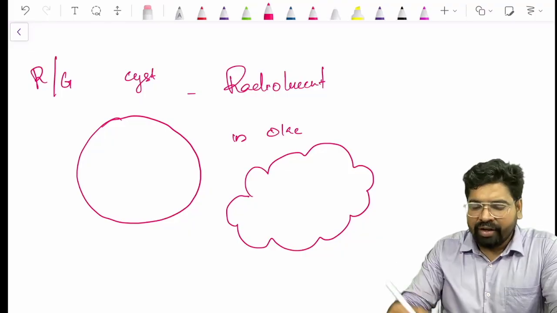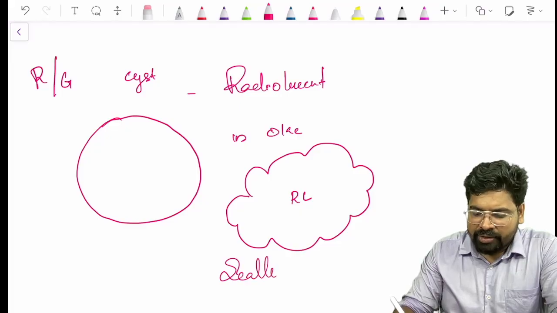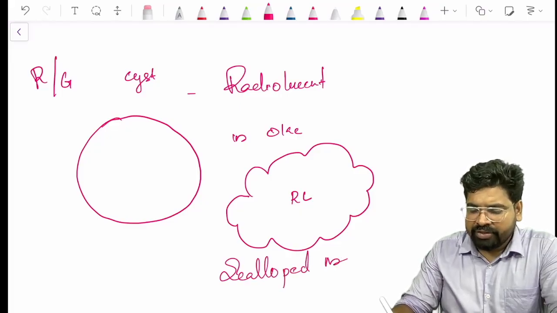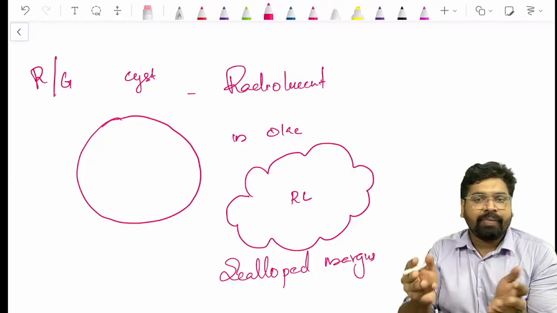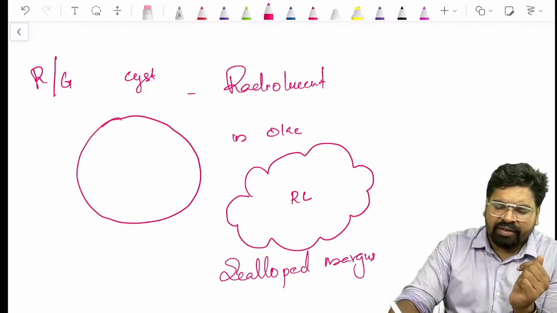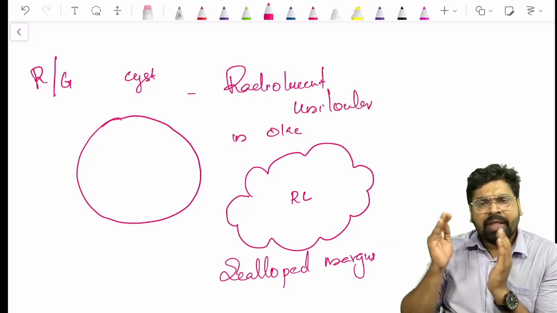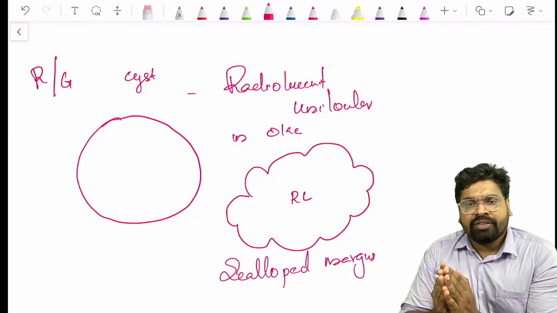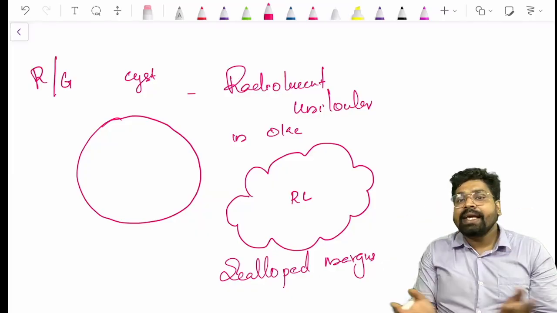Okay, so in OKC, it's a radiolucent lesion with a scalloped margin. So the margins are different here. The scalloped margins will be seen as a radiolucent lesion. It is unilocular, which means one locule is seen: a unilocular radiolucent lesion with scalloped margins. Why is there a scalloped margin? Because this is not expanding equally in all directions.